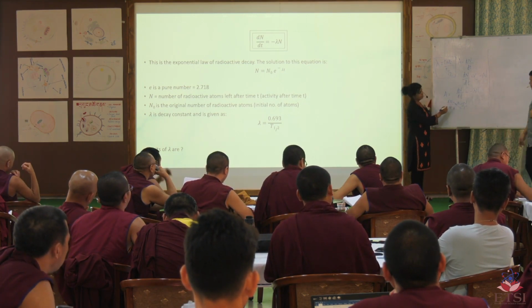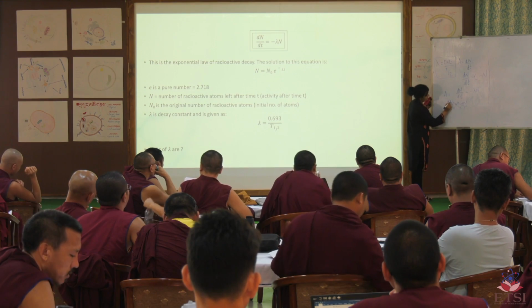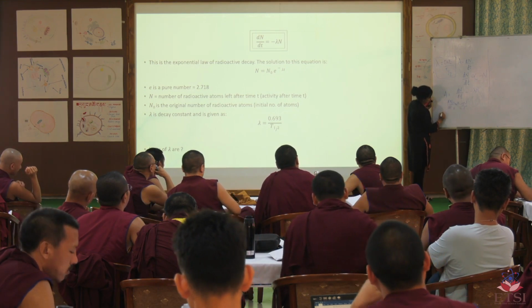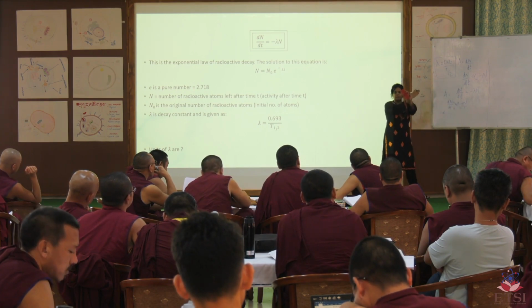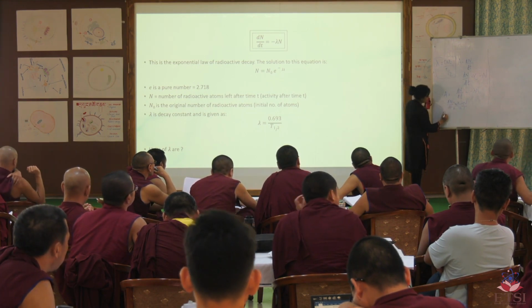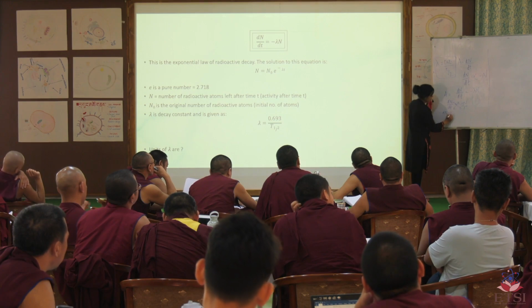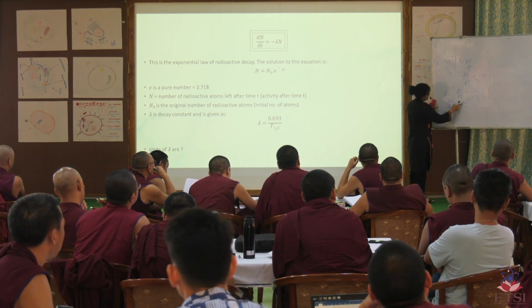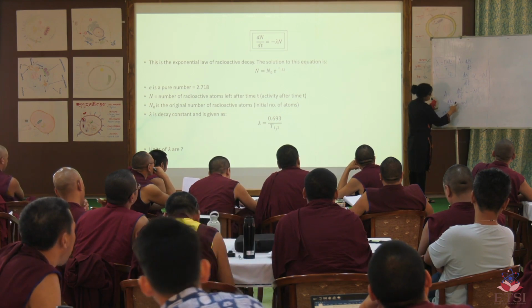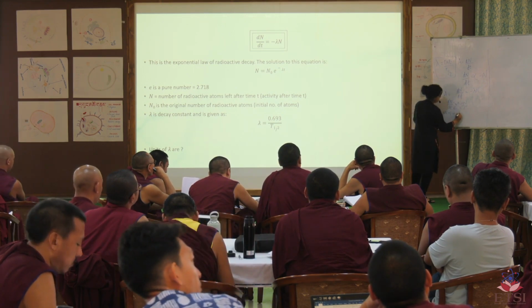So let's do it. So this multiplied by this. The formula for cross multiply means we are cross multiplying. So dN multiplied by 1 equal to, because there is an equal to sign, minus lambda N multiplied by dt.